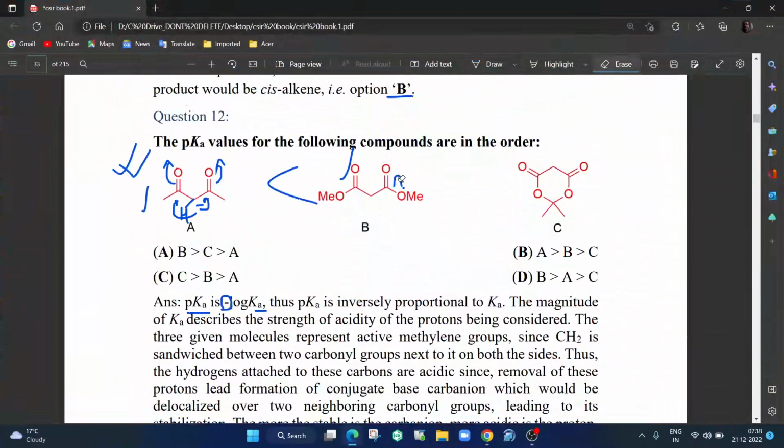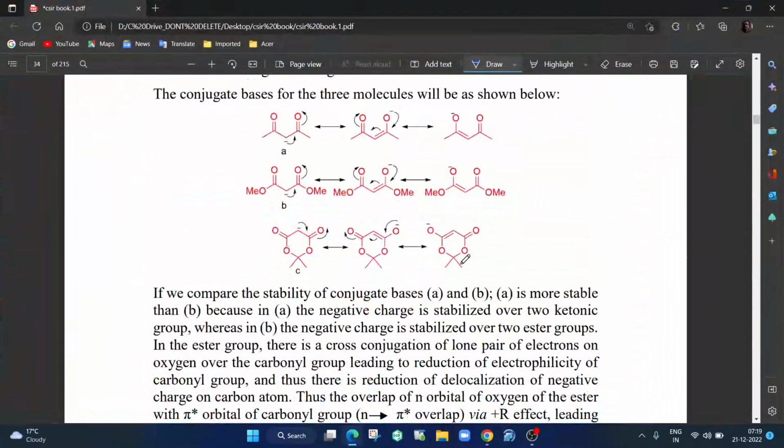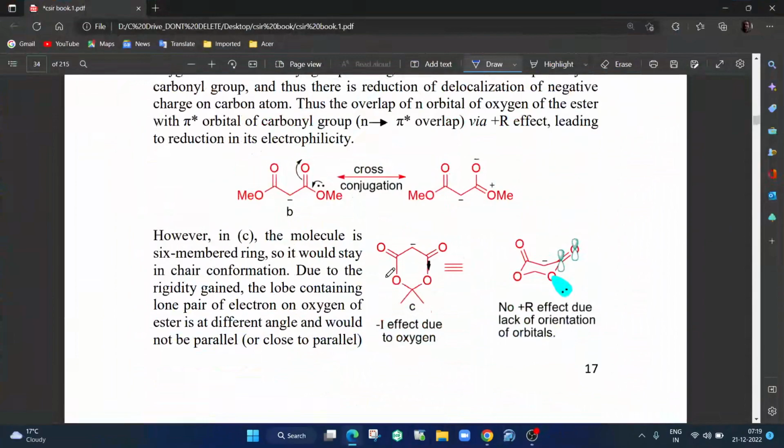Now C is the tricky part. Till now it's like children's work, small work it is, but C is what is interesting, where they are looking at your understanding. So please understand, it is a 6-membered ring. So how does a 6-membered ring generally exist? It will exist in chair conformation. Let's look at it. Yeah, so this was the cross conjugation I was talking about, and because of that the tendency to accept this electron reduces. Now when it is a 6-membered ring, it exists in chair conformation.